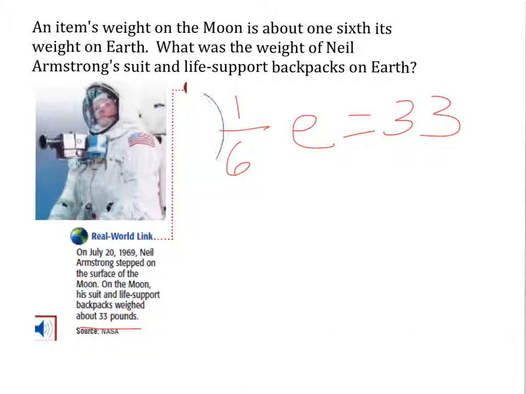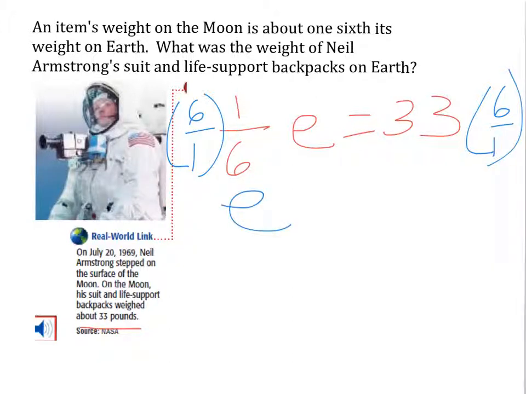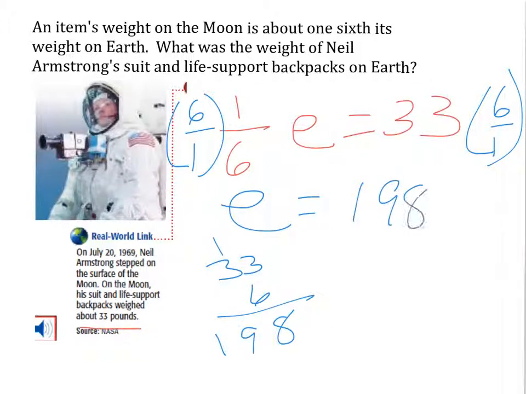In this case, I can multiply by 6 over 1, or 6, and we get the weight on Earth. E is the weight of the packs on Earth. So 33 times 6, I can work that out real quick, and we end up with 198, and again, that should be 198 pounds.